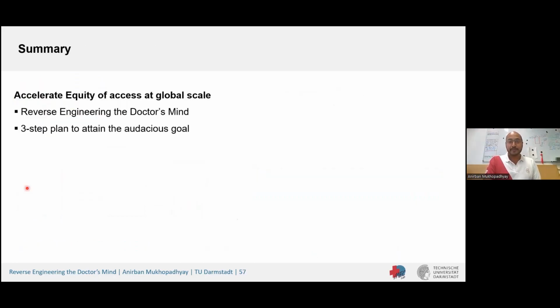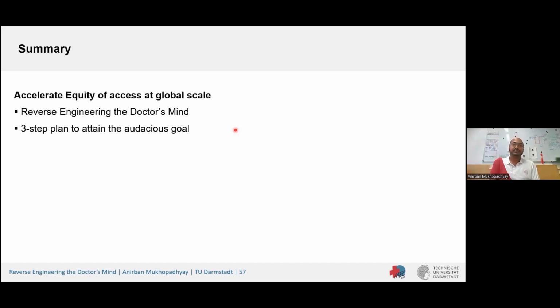Yeah, and basically in summary, we are really talking about accelerating equity of access at the global scale, where we really need to reverse engineer the doctor's mind so that we have a clinic-ready AI supporting the really understaffed, underskilled people at the remote location to better prioritize, take the history, communicate that with the people who are experts and sitting in the urban centers.